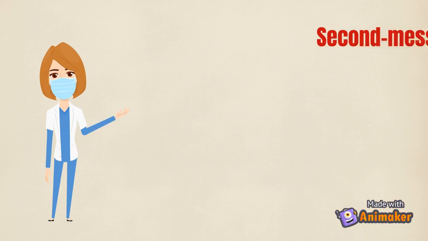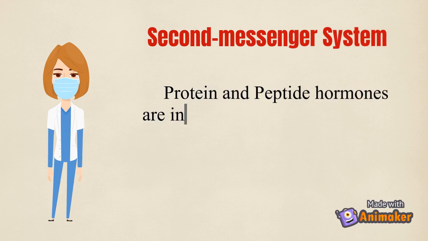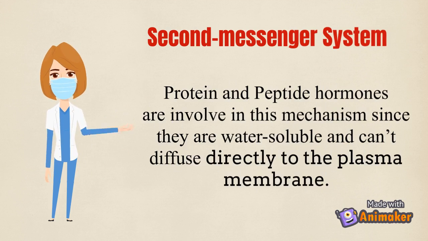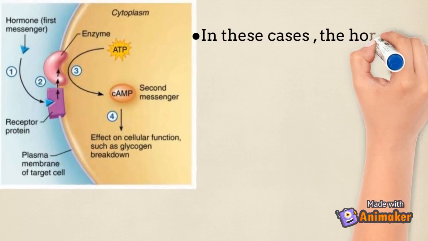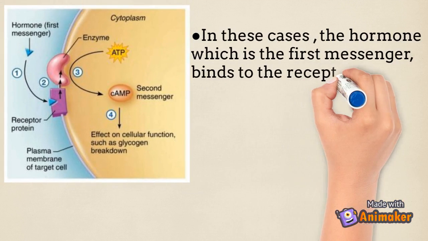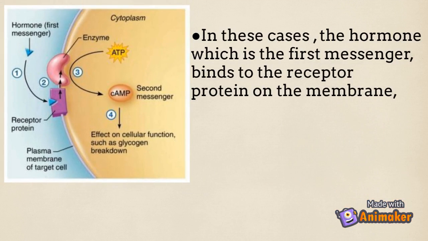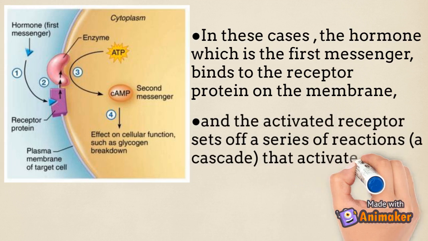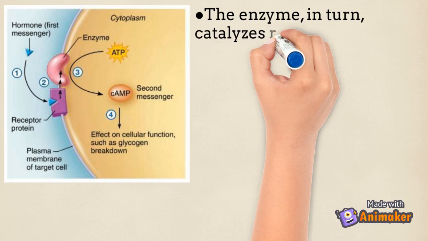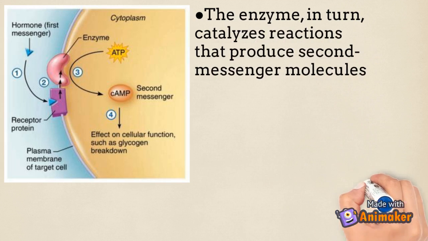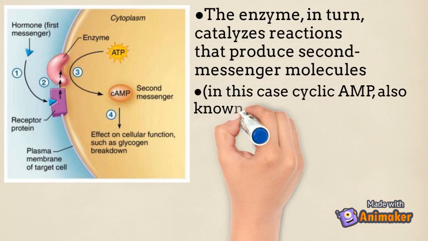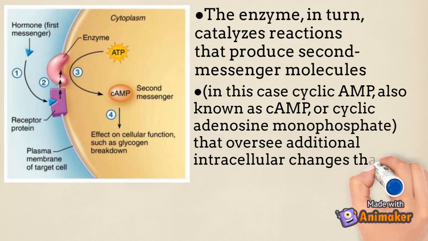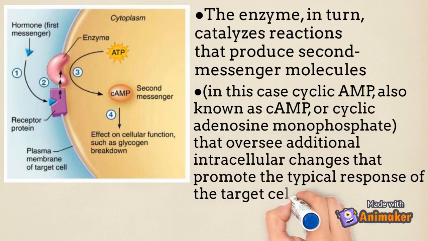B. Second messenger system. Protein and peptide hormones are involved in this mechanism since they are water-soluble and cannot diffuse directly through the plasma membrane. In these cases, the hormone, which is the first messenger, binds to the receptor protein on the membrane, and the activated receptor sets off a series of reactions, a cascade that activates an enzyme. The enzyme, in turn, catalyzes reactions that produce second messenger molecules, in this case, cyclic AMP, also known as cAMP or cyclic adenosine monophosphate, that oversee additional intracellular changes that promote the typical response of the target cell to the hormone.